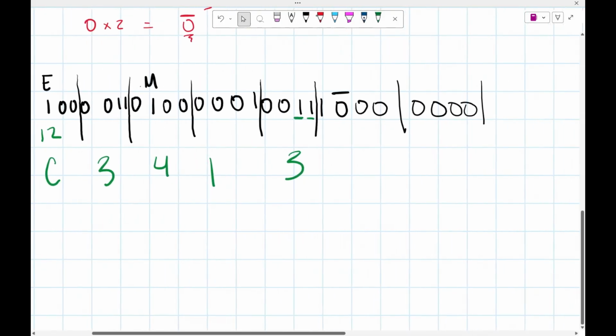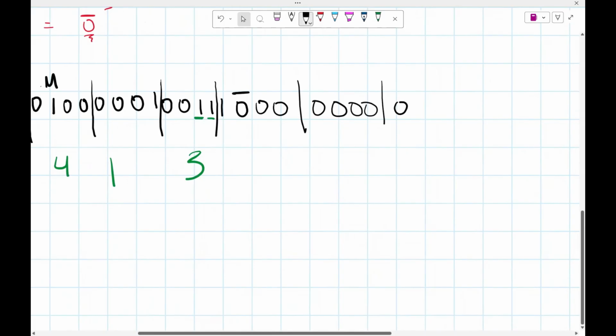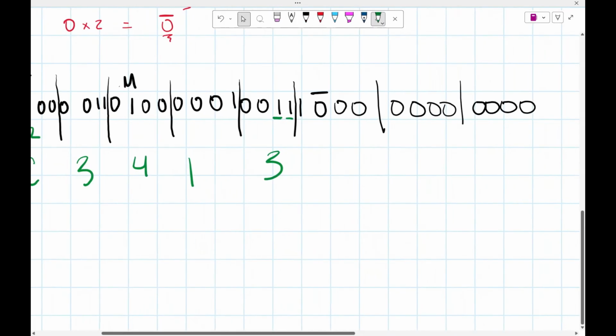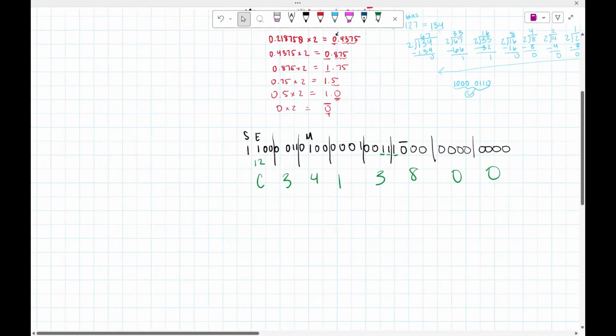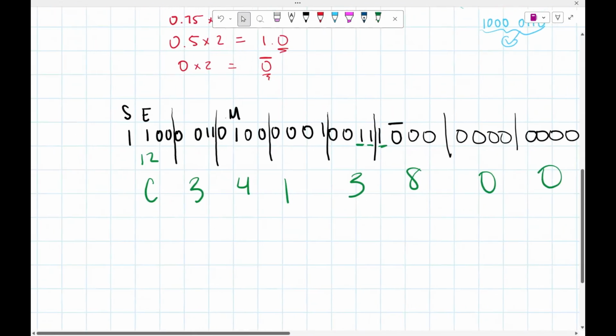So that would be 5, 6, 7, 8. Okay. All right. So this would be the same as saying 8. And then this would just be a 0 and a 0. Alrighty. So that is your answer for that question.